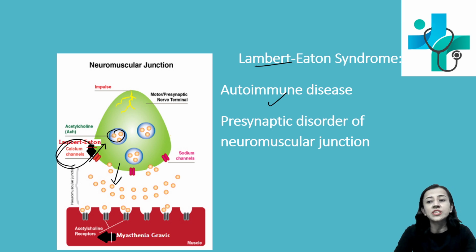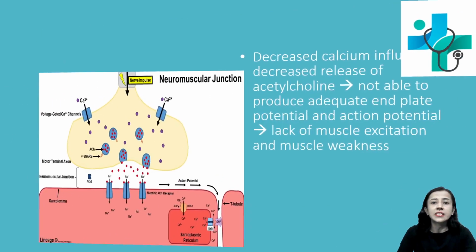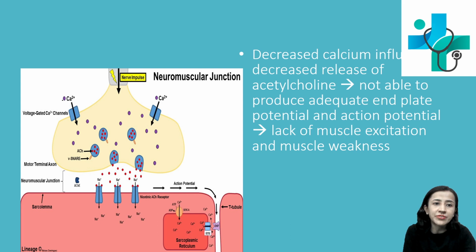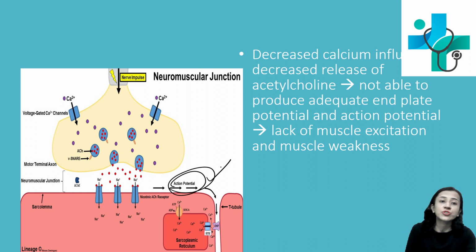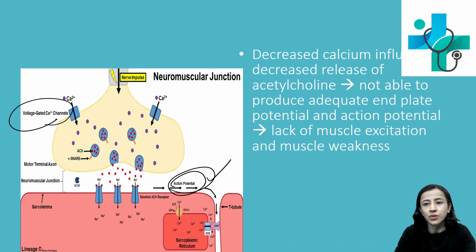And when acetylcholine is not released, what happens? The same thing. Acetylcholine reduces, so there is a decrease in neuromuscular transmission, and the symptoms are the same. Because of decreased calcium entry, there is decreased release of acetylcholine, and the end plate potential and action potential cannot be generated. So the person has muscle weakness, but the pathology is different: antibodies are produced against the calcium channel.